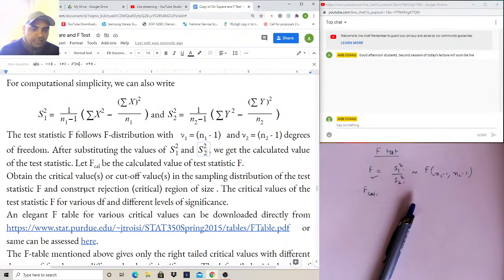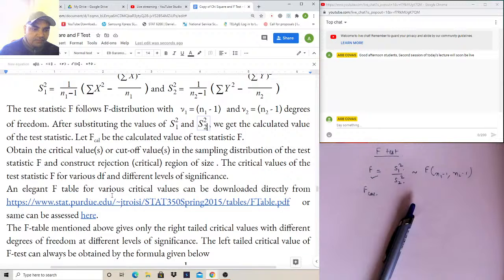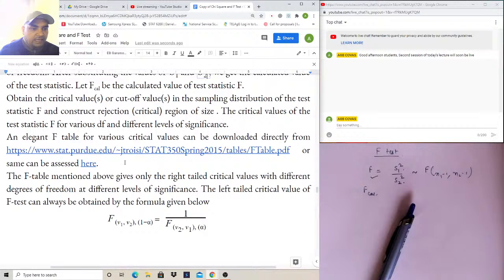So we have to obtain the critical values, or the cutoff values, in the sampling distribution of the test statistic F, and then construct a critical region for the size. The critical values of the test statistic F for various degrees of freedom and different levels of significance can be obtained from the table. A very elegant F table for various critical values can be downloaded directly from this site.